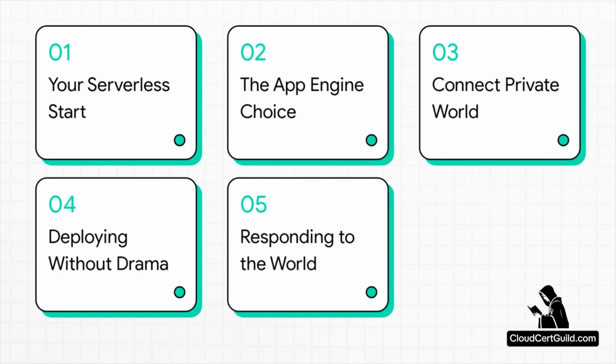We're going to tackle this by solving a few really common problems. First, we'll figure out our starting point, the three big players. Then, we'll get into the details of App Engine. After that, we'll solve the puzzle of connecting to private networks, learn how to deploy new stuff without causing a panic, and finally, build apps that can react to the world in real time.